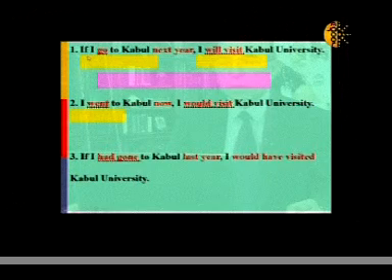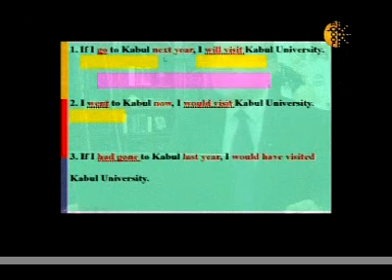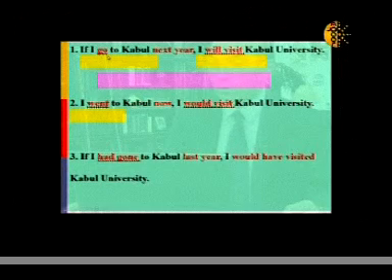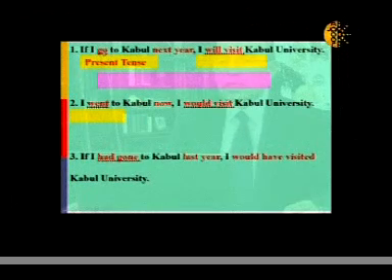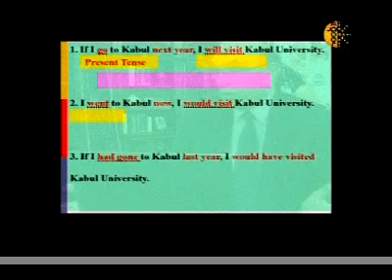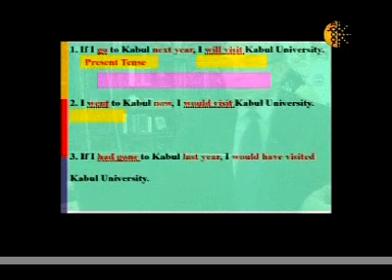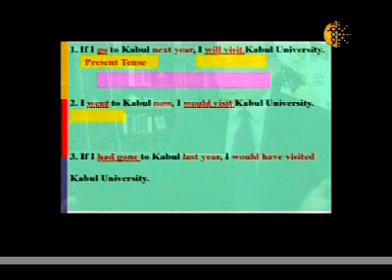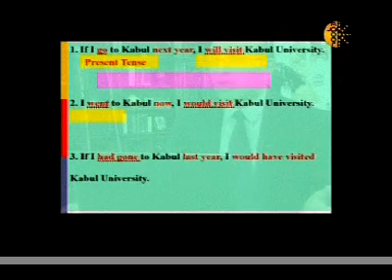Let's look at this one. If I go to Kabul next year, so go is what? Action verb. I will visit Kabul University. So this is a possible situation. Why? Because it's very possible for me to go to Kabul next year. I mean, you never know about the future. You don't know what the future holds for you. There may be a chance for me to go to Afghanistan next year, and that I will visit Kabul University. It's not out of the question.